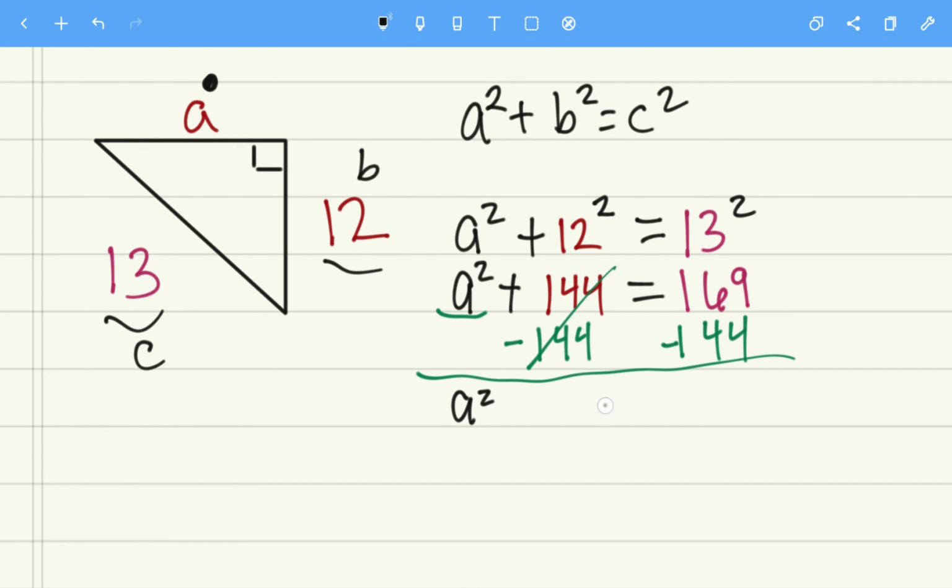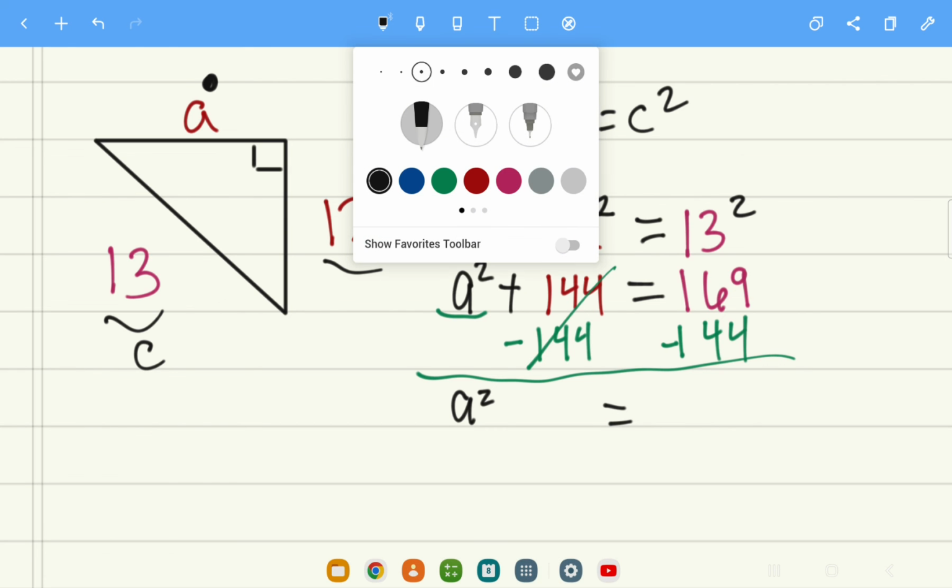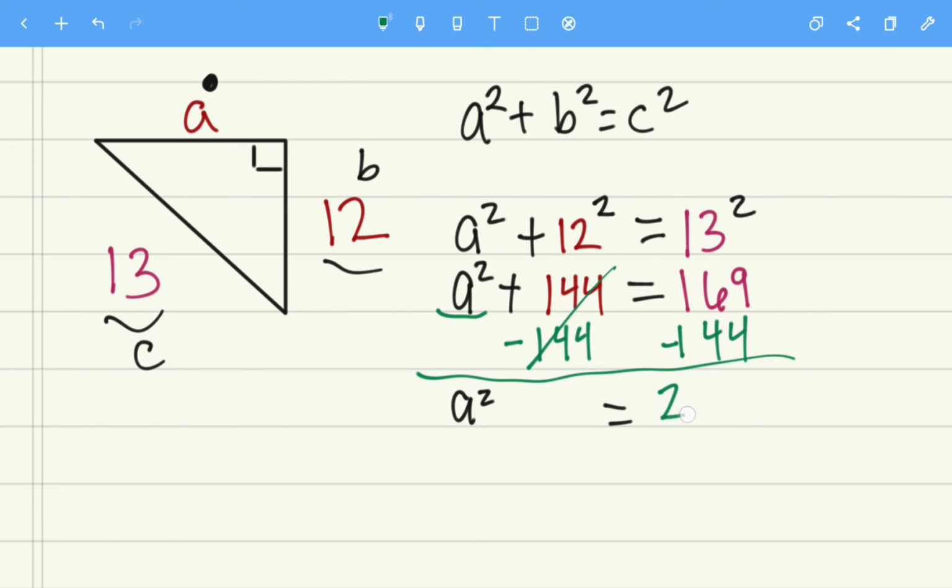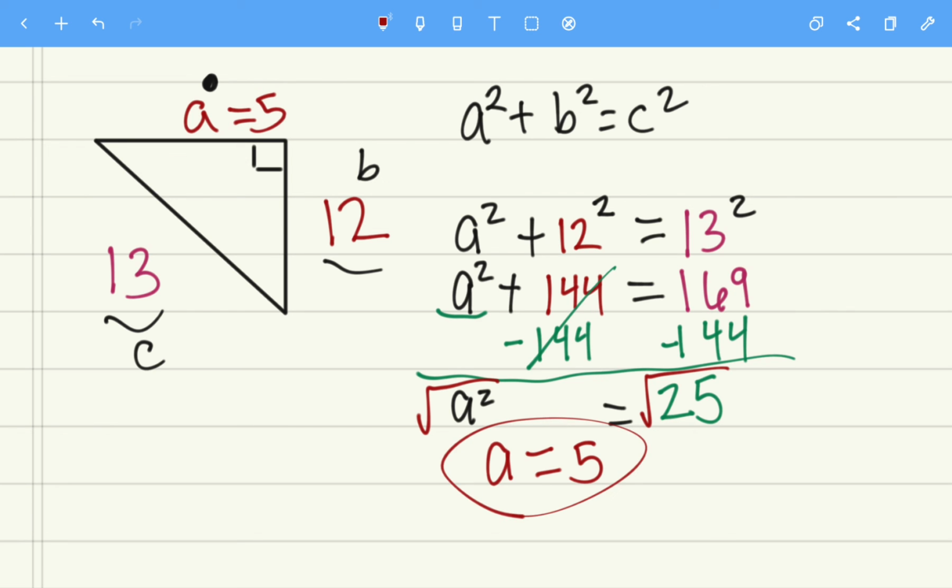We're left with A squared equals 25, which we can take the square root of, and that leaves us with A equals 5. So we know A equals 5, and we are done.